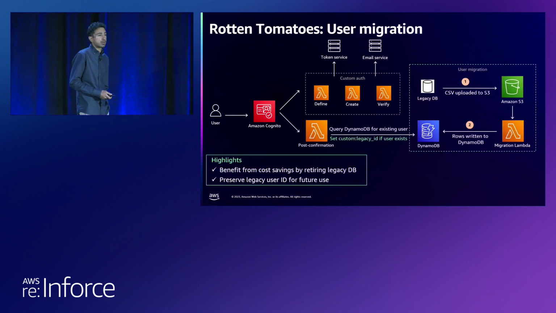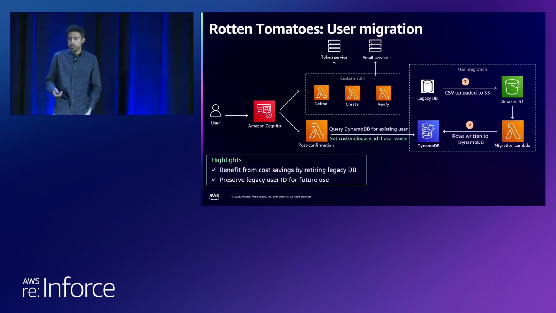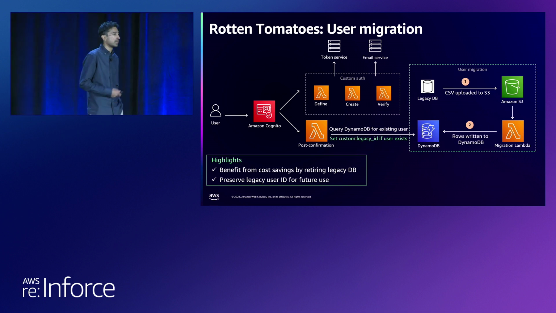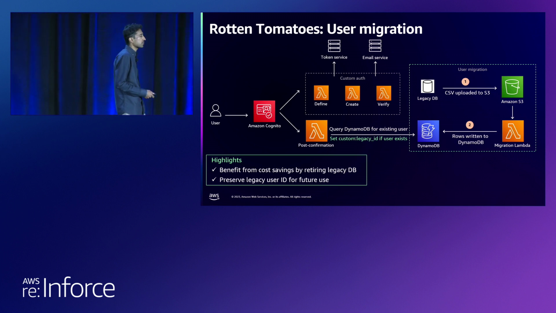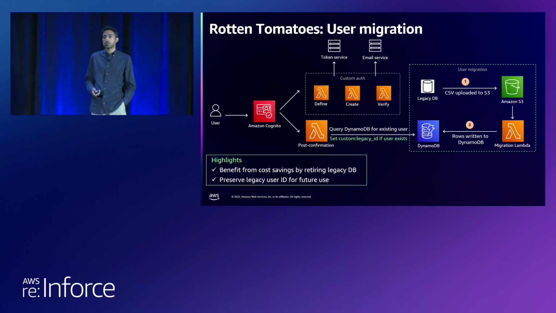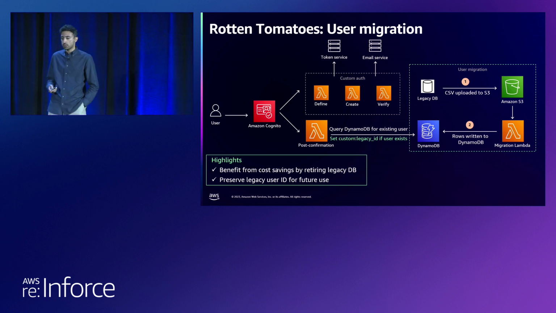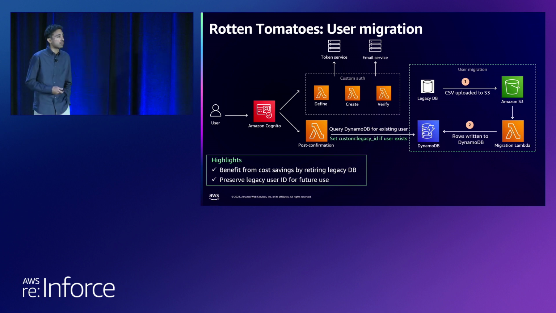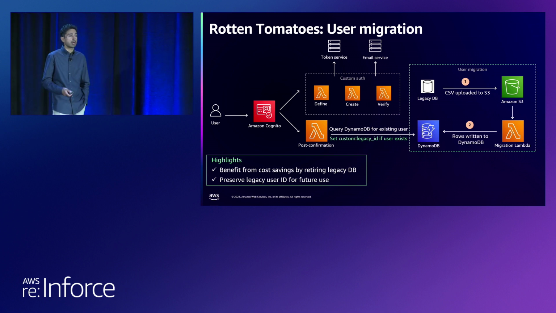Let's take a look at the user migration in more detail. As mentioned, we've migrated users from our legacy database into DynamoDB. We did that by extracting users into CSV files, which were uploaded to Amazon S3. From there, a Lambda function was responsible for writing those users into DynamoDB. And since we weren't using passwords, we weren't able to leverage the user migration Lambda function provided by Cognito. Instead, we decided to repurpose post-confirmation to perform the actual user migration.